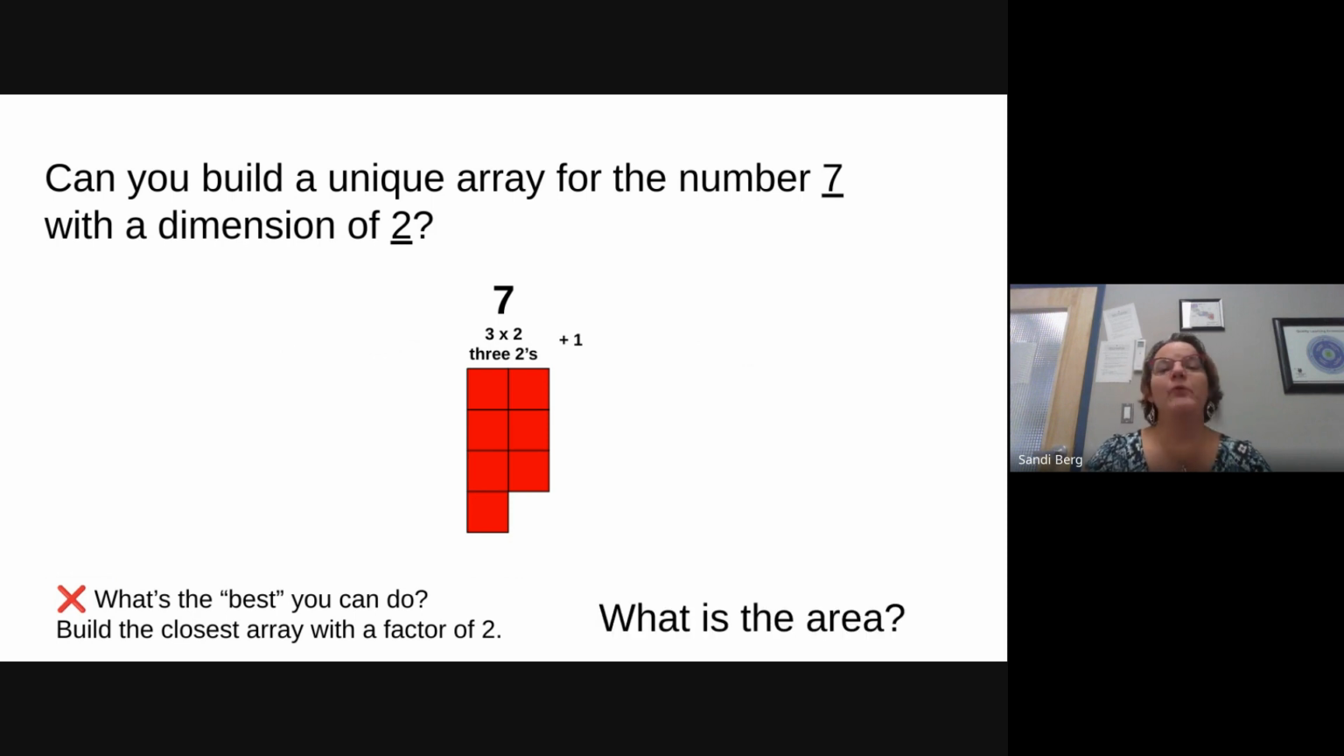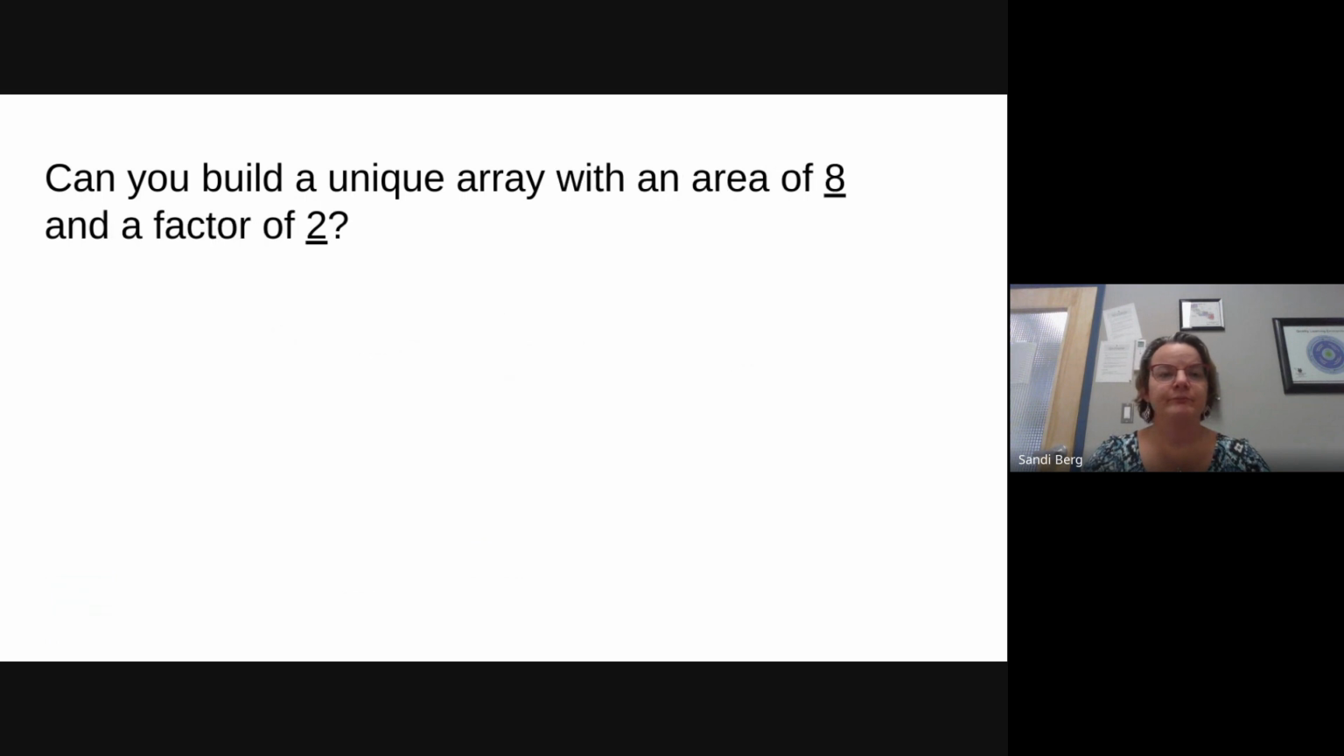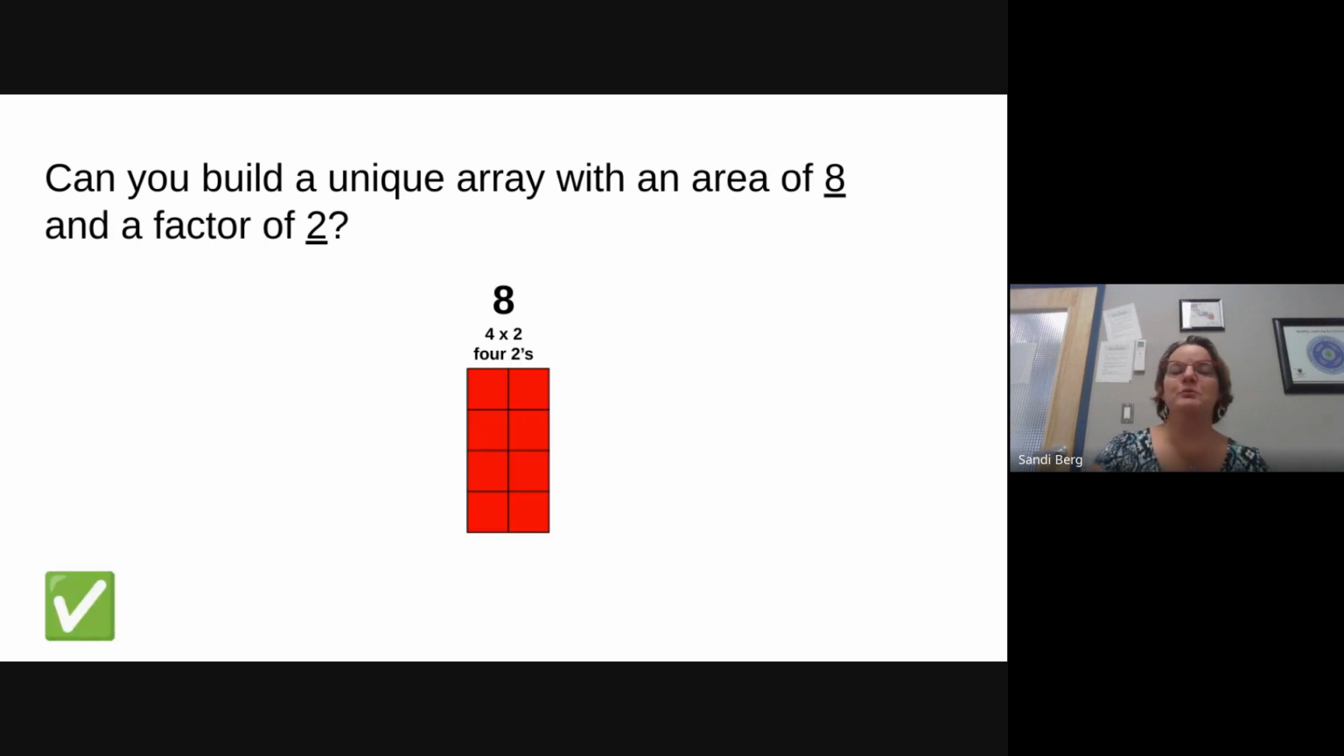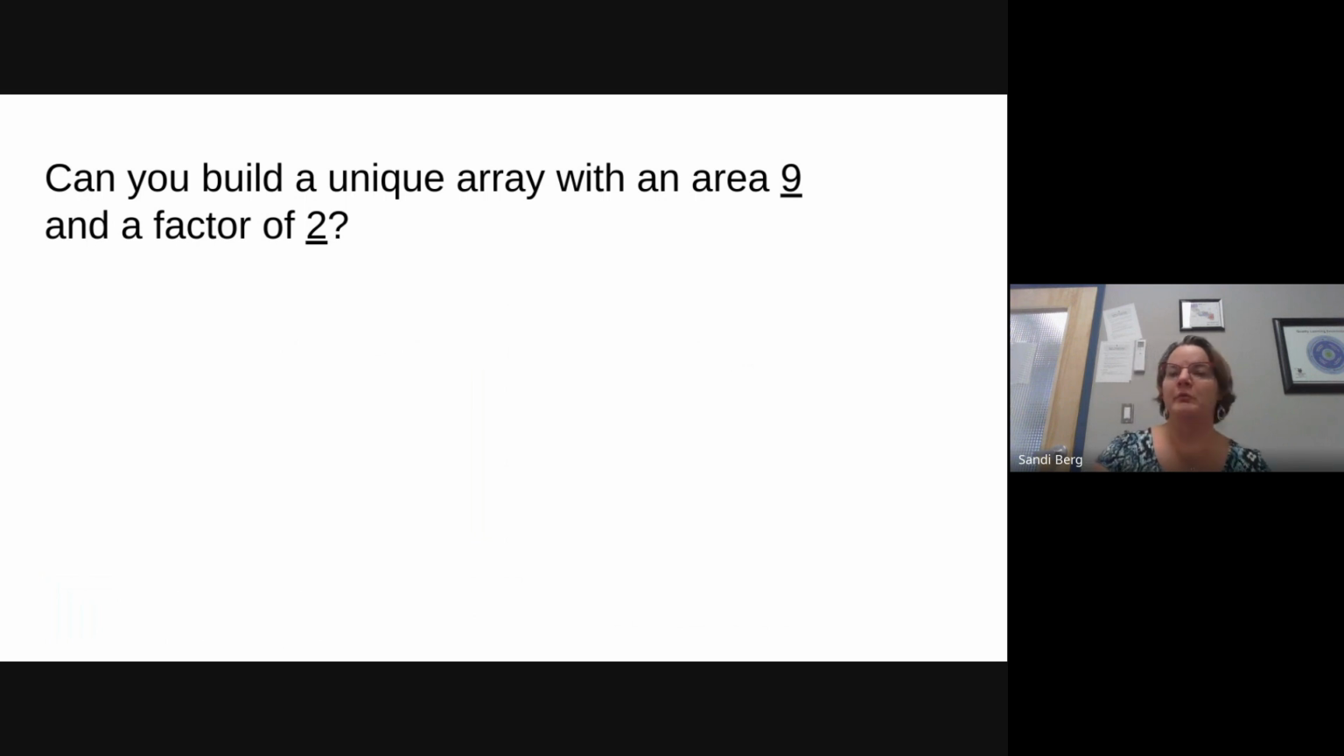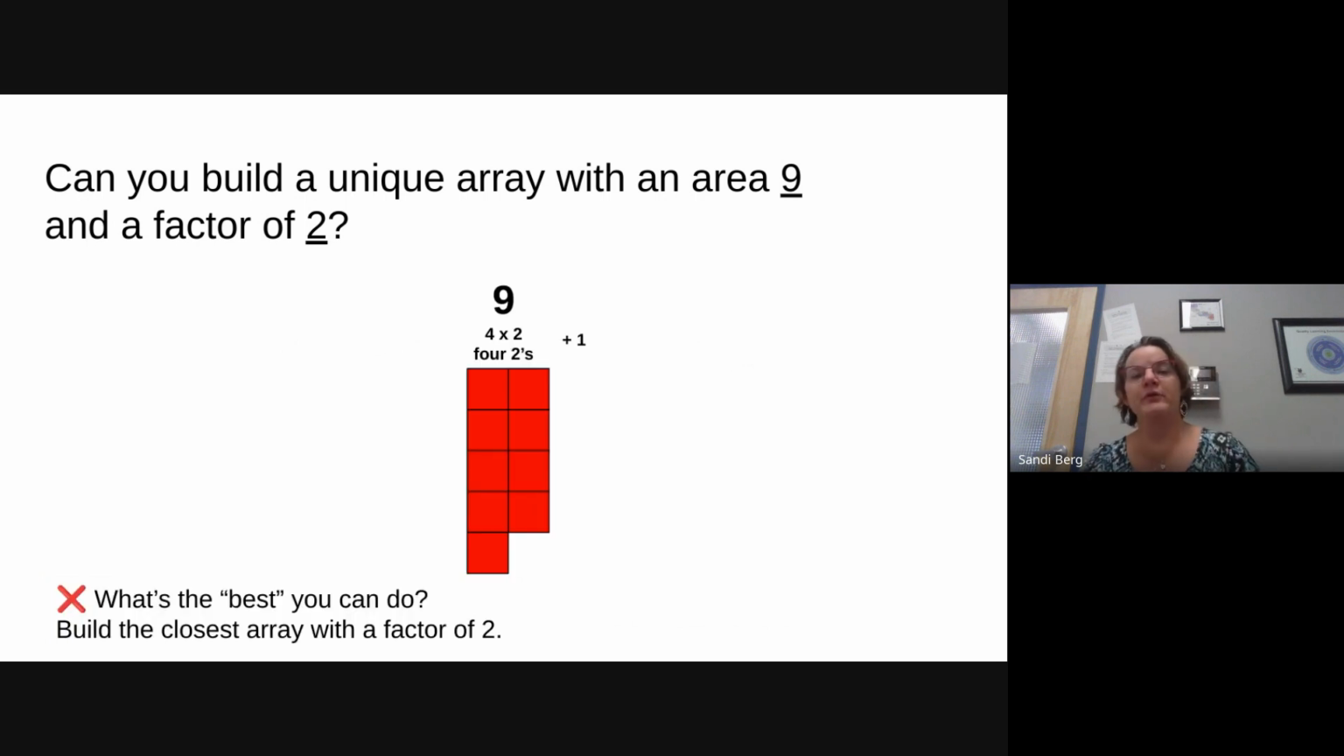What's the area? Well, my area is 7. Can I build a unique array with an area of 8? And I'm just going to keep repeating those same questions. Can I build it with 9? What's the best you can do? 9 is 4 2s and 1. So we're starting to play with decomposing numbers in order to make multiplication a little bit easier.